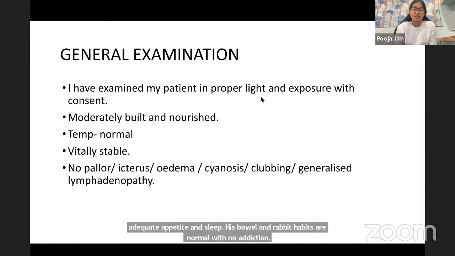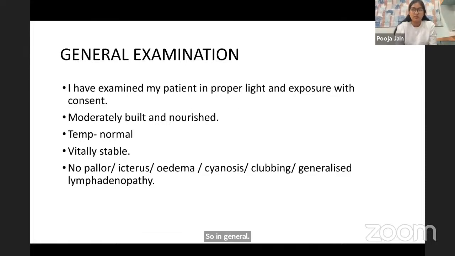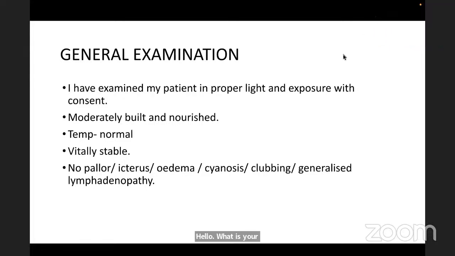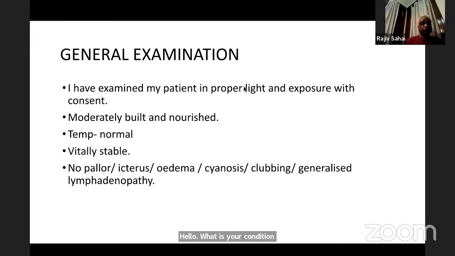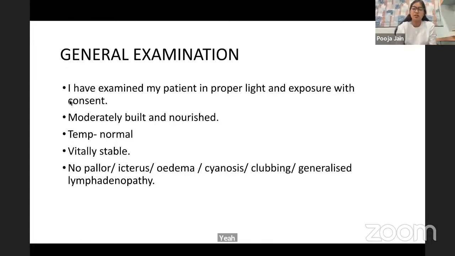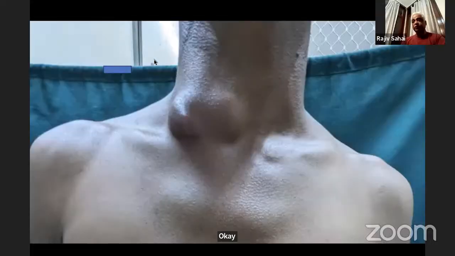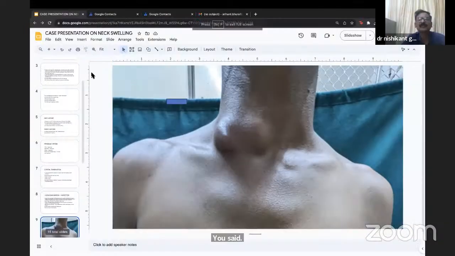Sir, in general examination part, yes, sir. What is your conclusion by your history? Sir, my provisional diagnosis from the history is cervical lymphadenitis. Okay. Go to the first slide, please.